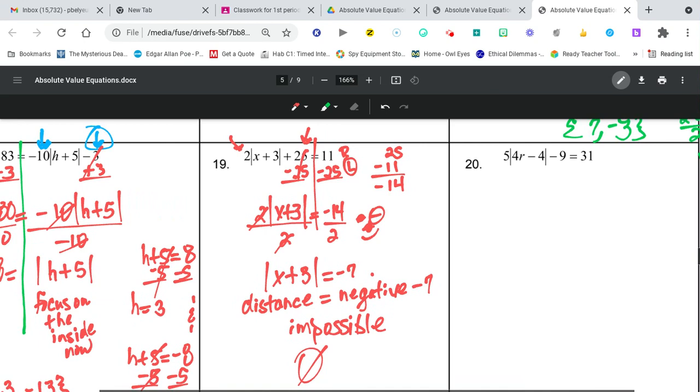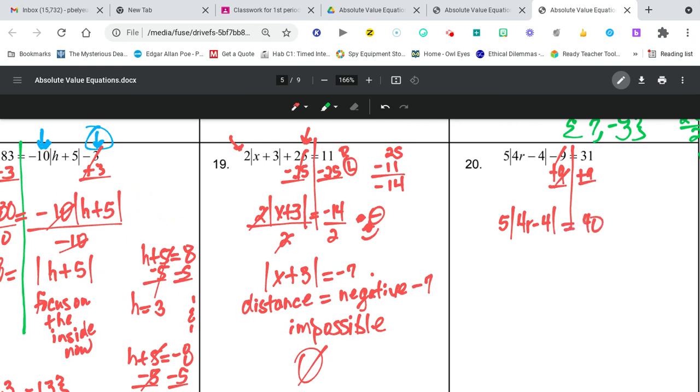All right, you pause the video and try number 20. All right, this is what you should have gotten for number 20. You should have changed the sign of minus 9 to plus 9 first, getting rid of the number that's farther away from the absolute value symbols that's not attached. So I'm left with 5 times the absolute value of 4r minus 4 equals 40. Then I'm going to get rid of the 5 that's attached. I'm going to divide both sides by 5.